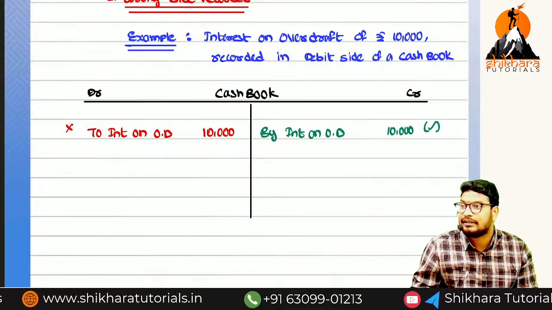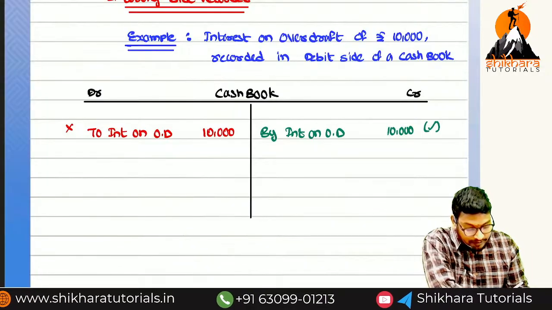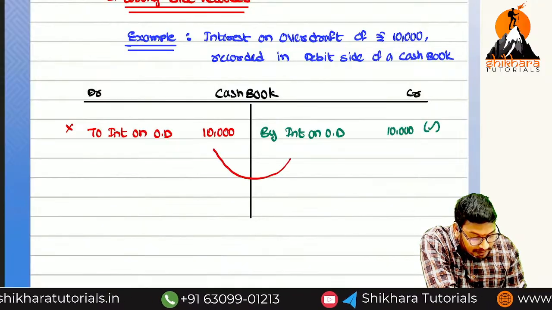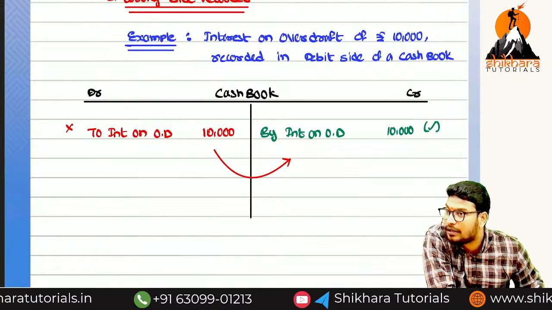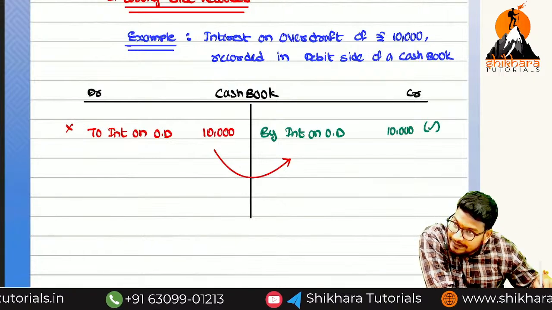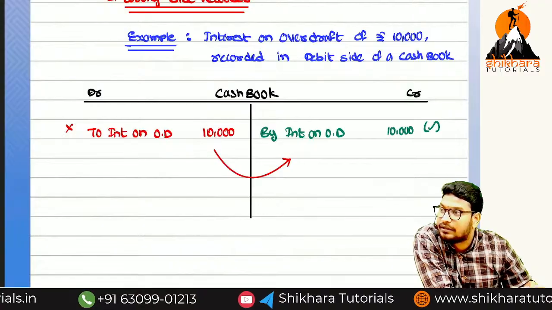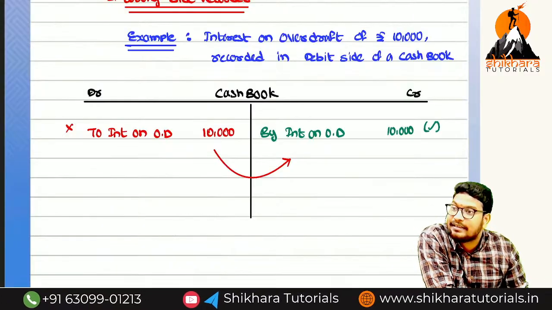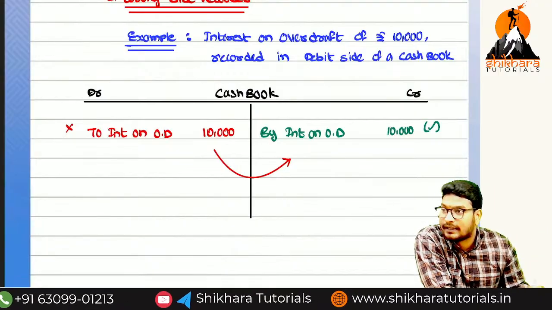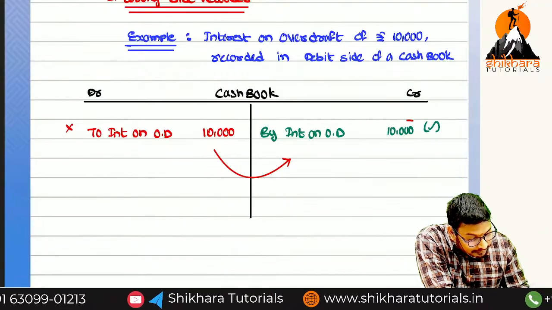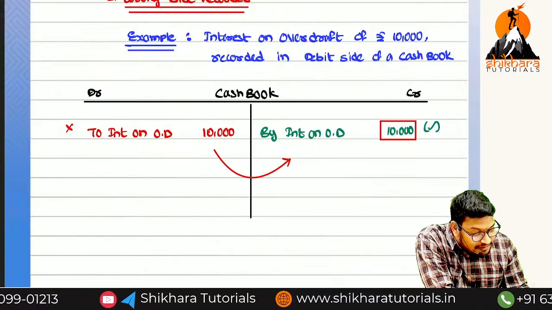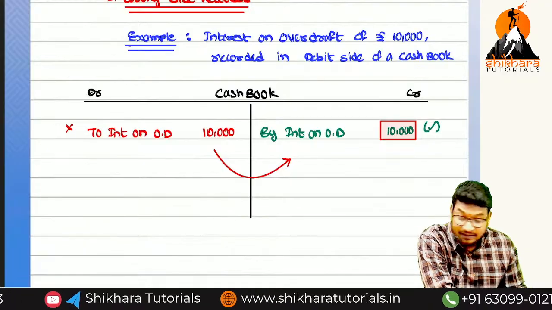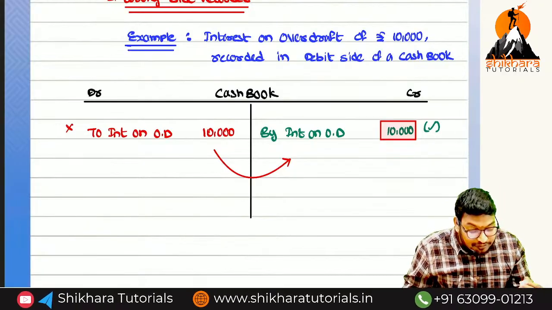Okay, now what do we need to do? We have to cancel the wrong one. Cancelling means we have to post to the opposite side. And we have to write the correct one. Not only the cancellation of the wrong one, we have to write the correct one also. In order to write the correct one, which side do we write, same side or opposite side? Same side.